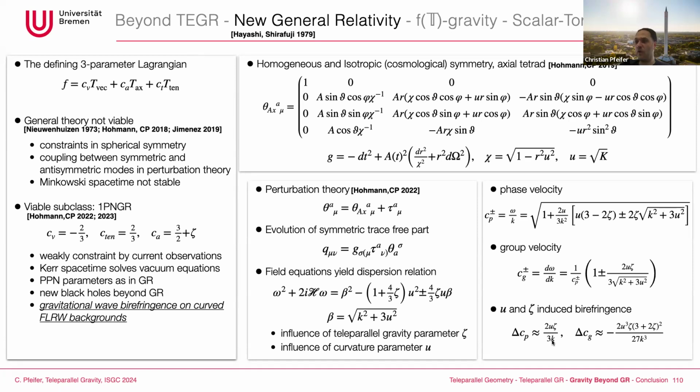This k is the wave covector of the gravitational wave. And we see that for flat Friedmann-Lemaitre-Robertson-Walker spacetime, we don't see such birefringence, but only for the curvature. That means if we measure the speed of gravitational waves of the different polarizations and find the birefringence there, a difference there, this could hint for such a modification.